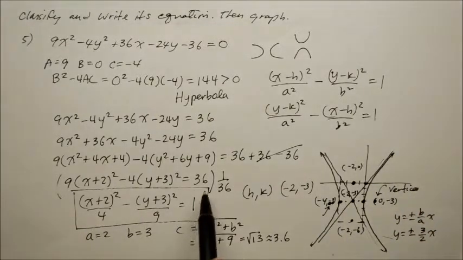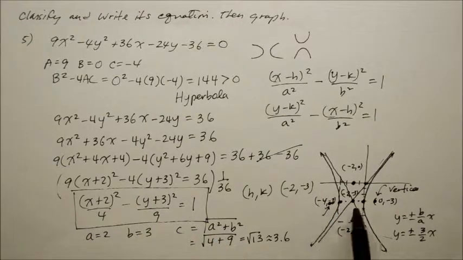So here's my standard form of this hyperbola that has a horizontal transverse axis. Here are my vertices at 0 and negative 3, and negative 4 and negative 3. My foci, I'm not going to label it, but it's right there. Right there.